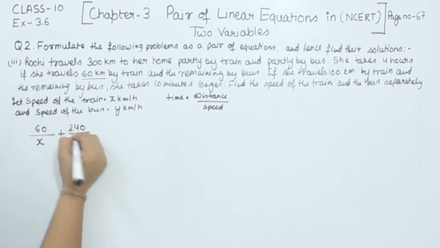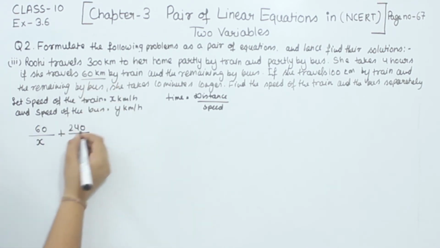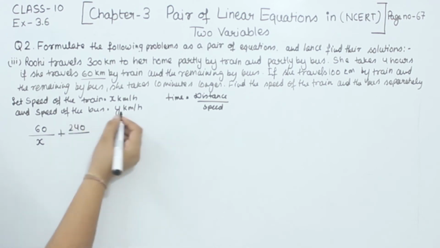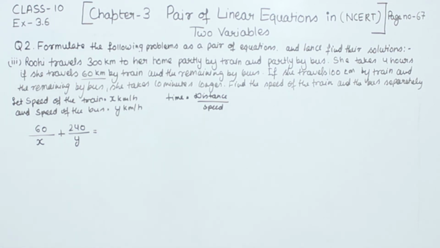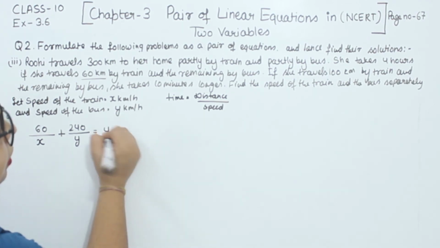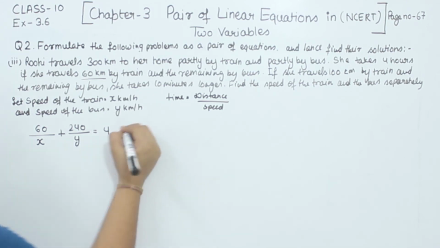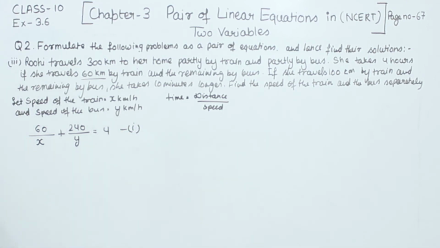So same distance upon speed we are having. This one, the 240 kilometer is covered by the bus. So the speed we are having is y kilometer. Now the total, this one we are having, the time taken is 4 hours. Now comes to this one we are having the first equation. Now comes to the second one.